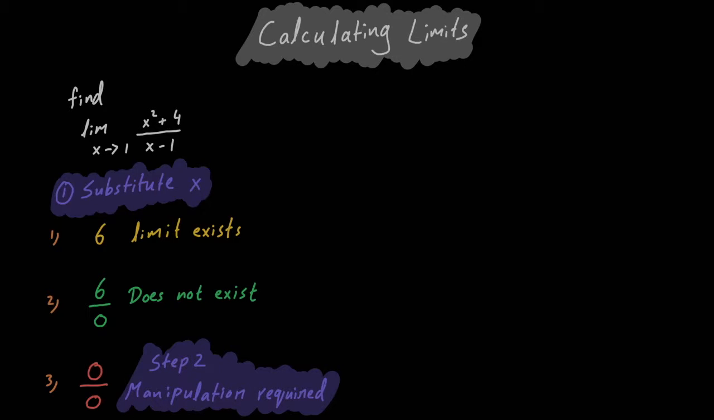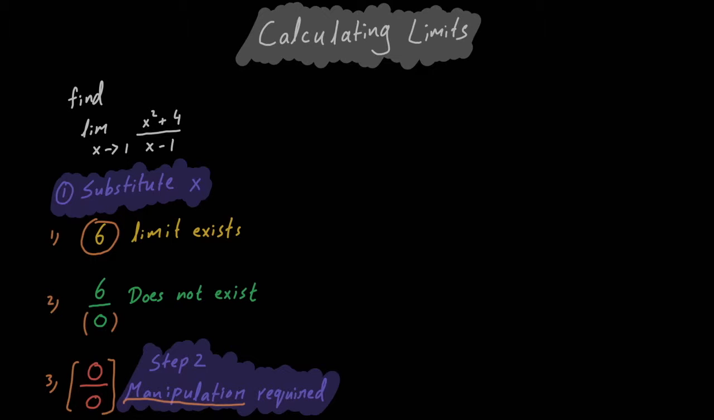In the last video, we saw that in a question for calculating limits, when we substitute for x, we get one of the following three answers. Number 1, the answer is a numerical value, in which case the limit exists. Number 2, there is a 0 in the denominator, which means the limit does not exist. And number 3, the answer is 0 divided by 0, in which case we know that we need to manipulate the equation in order to find the answer.